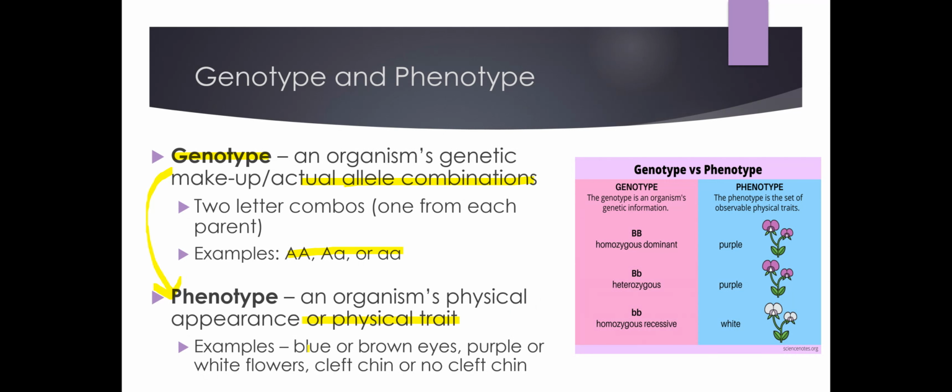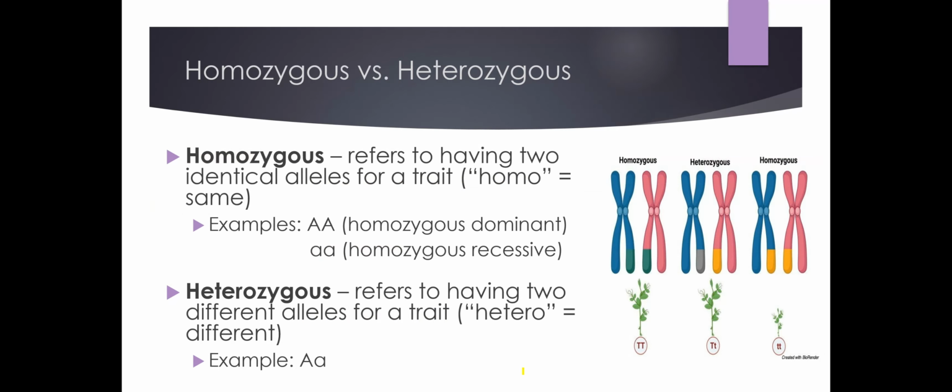So you could have blue eyes, brown eyes, green eyes. The flowers could be purple or white. The plants could be tall or dwarf. You could have the cleft chin or no cleft chin. All of those are examples of phenotypes.